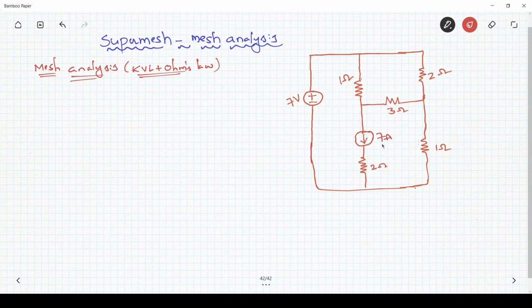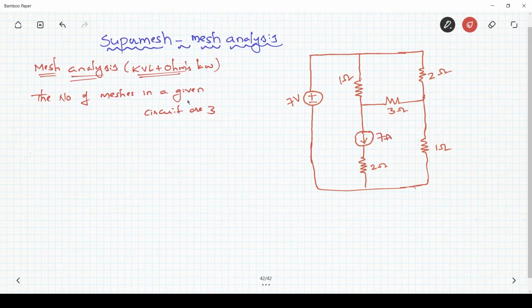Okay, first of all, how many meshes is this circuit having? This circuit is having three meshes. The number of meshes in the given circuit is 3. Okay, this is the first step. You have to identify the number of meshes in a given circuit.